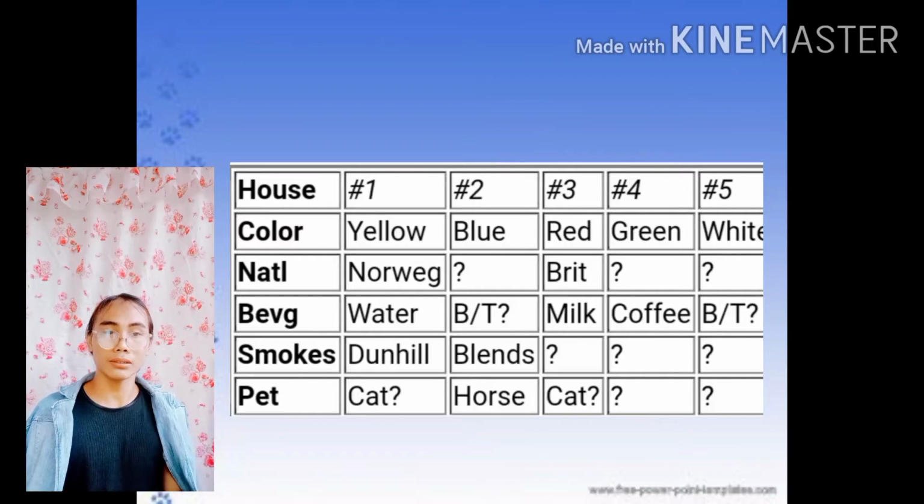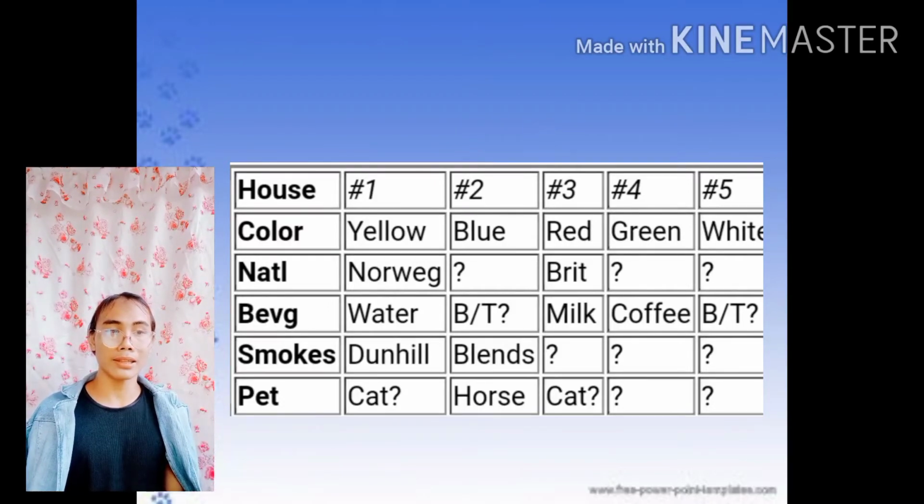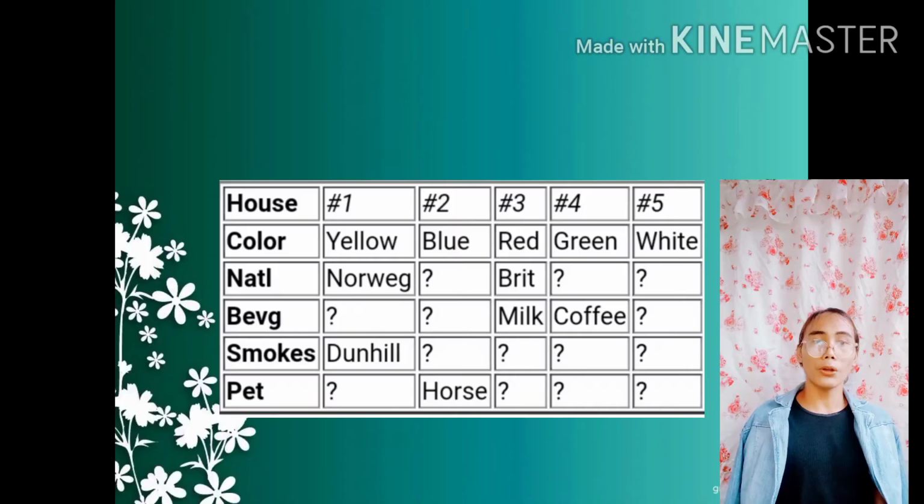Since the middle drinks milk and the owner of the green house drinks coffee, the middle house has to be red and therefore is the Brit's. The owner who smokes Blue Master drinks beer. We know what houses number 3 and number 4 drink and neither is beer, and we know what house number 1 smokes and it's not Blue Master. The only possibilities are houses number 2 and number 5. Keep the information in mind.